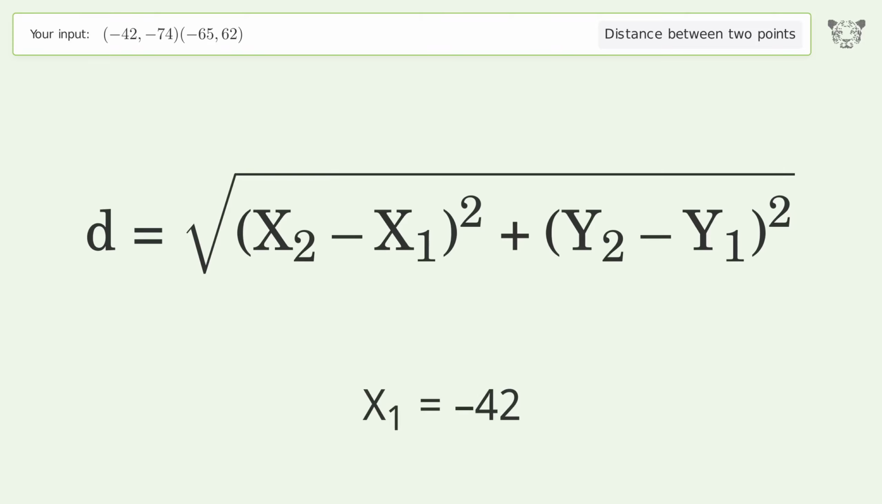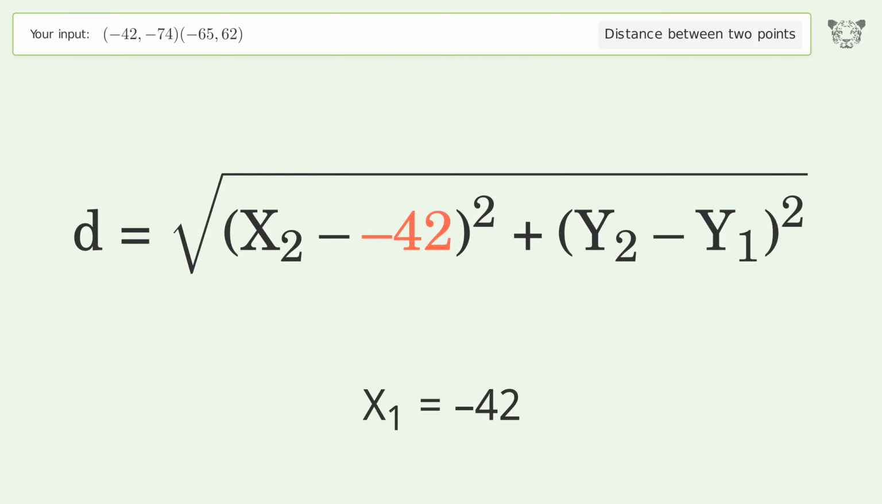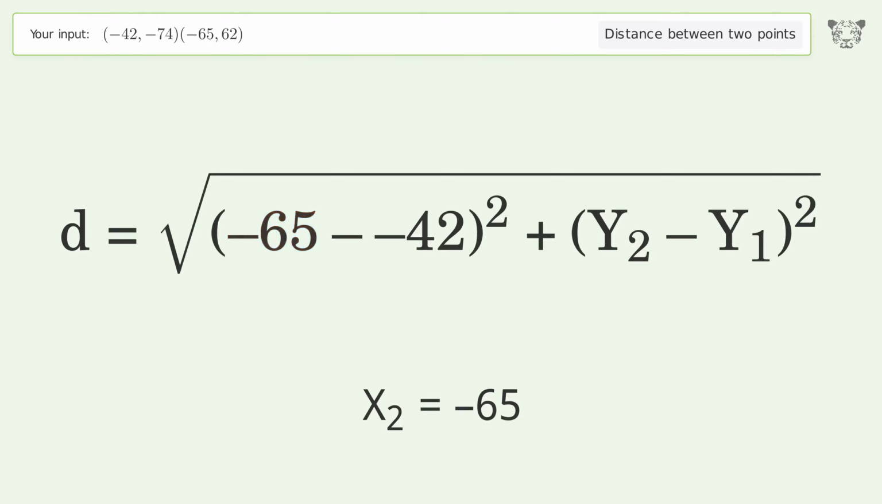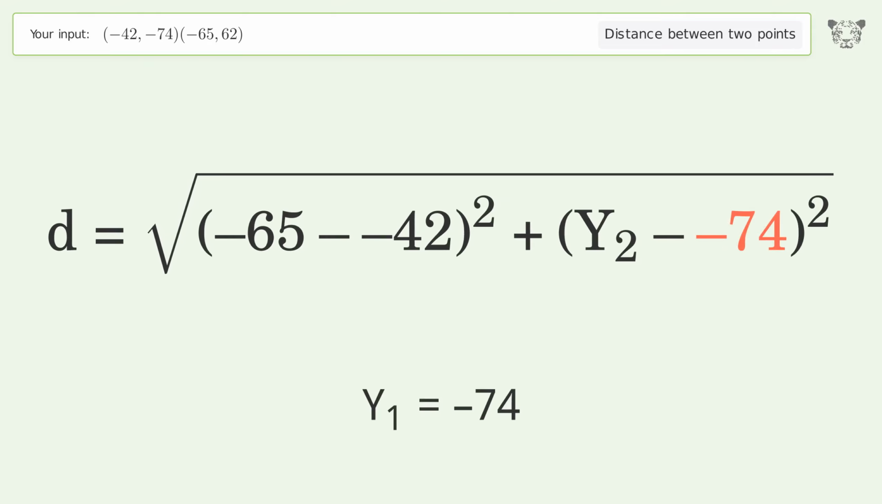x1 equals -42. x2 equals -65. y1 equals -74. y2 equals 62.